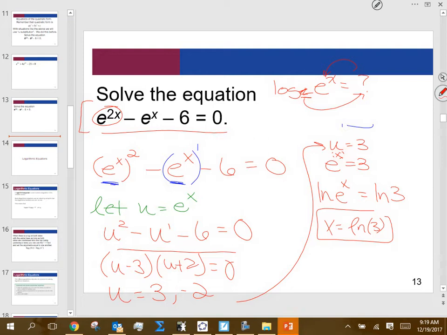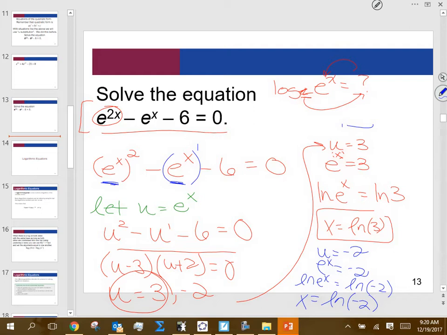But that was only one value for u, right? U was 3, but what do we also find u to be? Negative 2. So I'm going to go through the same process. U equals negative 2. Okay? That means then e to the x is equal to negative 2. That means when I ln both sides, I get ln of e to the x equals ln of negative 2. And that just gives me x equals the natural log of negative 2, right?